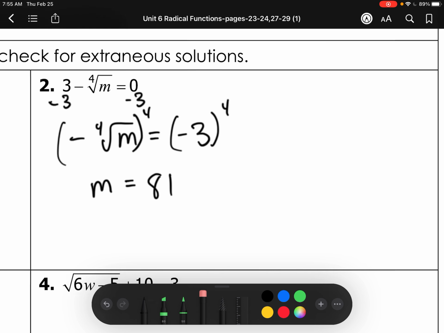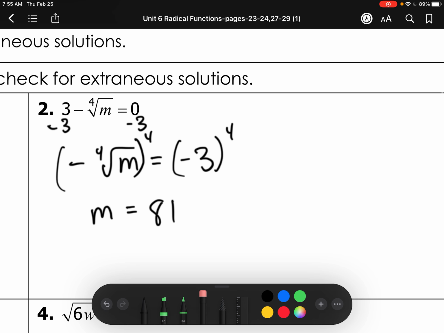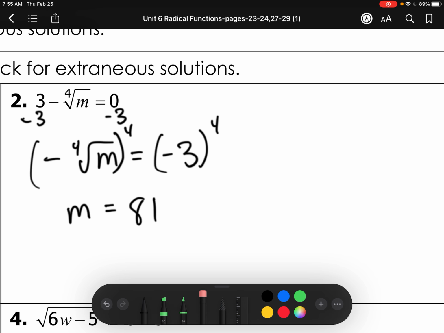Now we need to follow step 4 to check for extraneous solutions. So I need to plug in 81 for m. I'm going to rewrite my equation, except I'm going to replace m with 81. So this is 3 minus the 4th root of 81 is equal to 0. So let's go find out what the 4th root of 81 is.